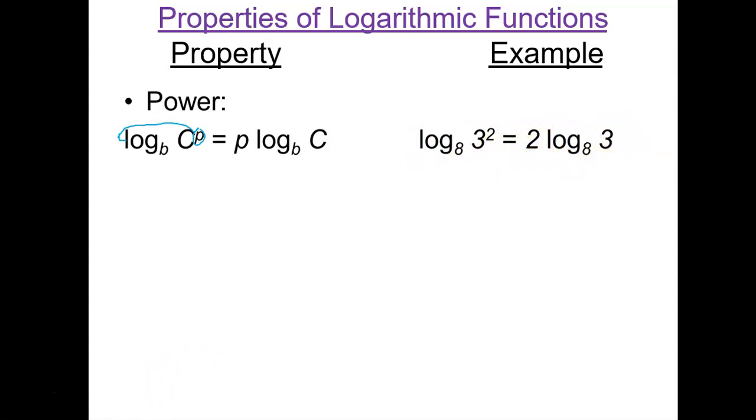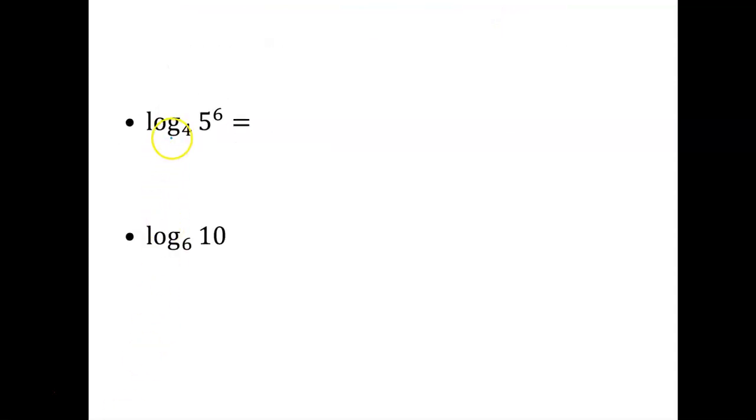Okay. So let's see if there's an example here. So if I have log base 4 of 5 to the 6th power, I can take that 6, this would be expanding it. I would do 6 times the log base 4 of 5. This would be the expanded form. This is called the condensed form. Okay. Log base 6 of 10 has no exponent on there, so that's not very interesting, so you would just leave it like this.